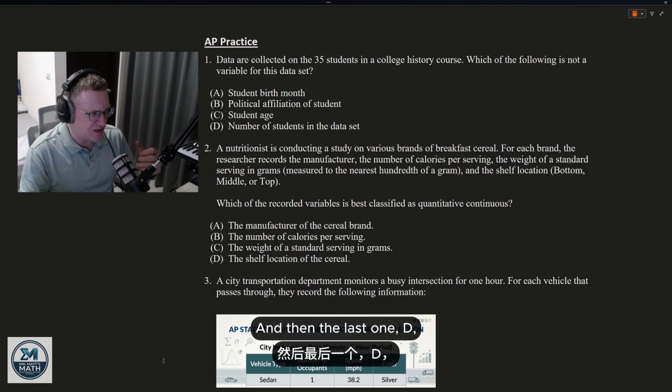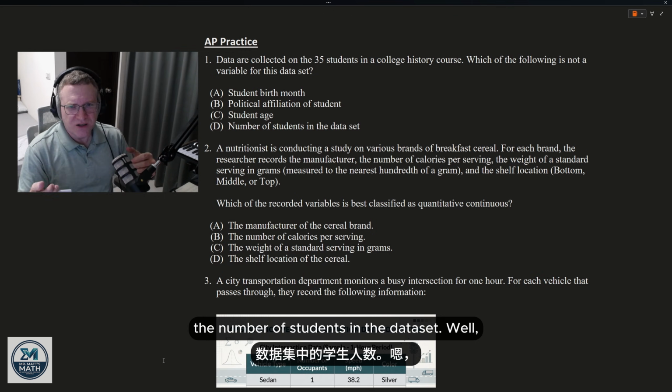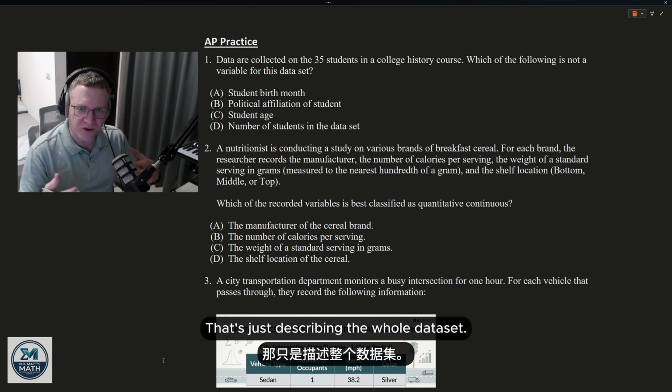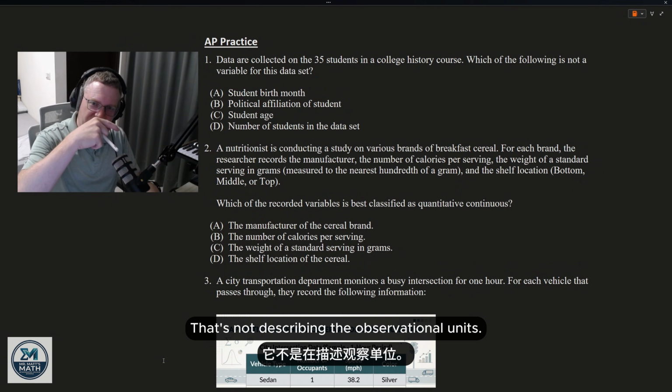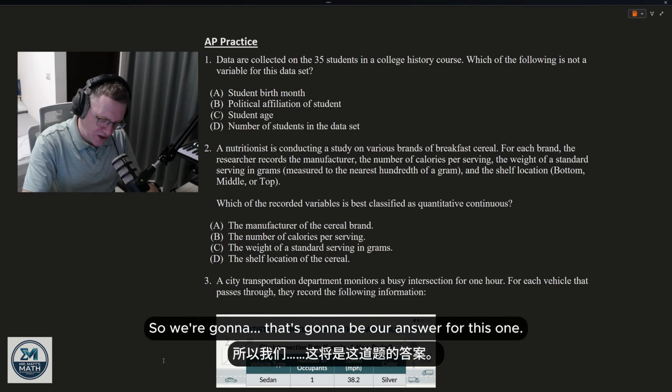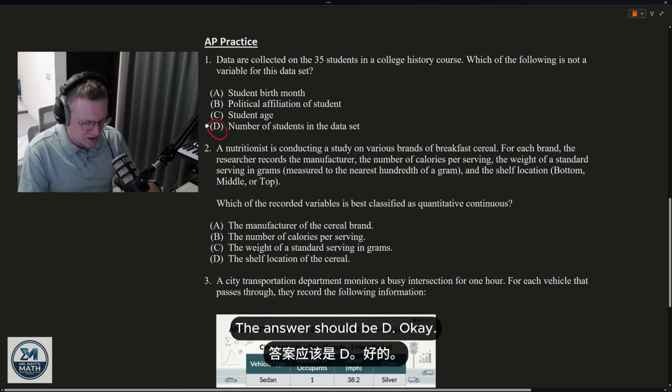And then the last one, D, the number of students in the data set. Well, that can't change for each. That's just describing the whole data set. That's not describing the observational units. So this is not a variable. All right. So that's gonna be our answer for this one. The answer should be D.